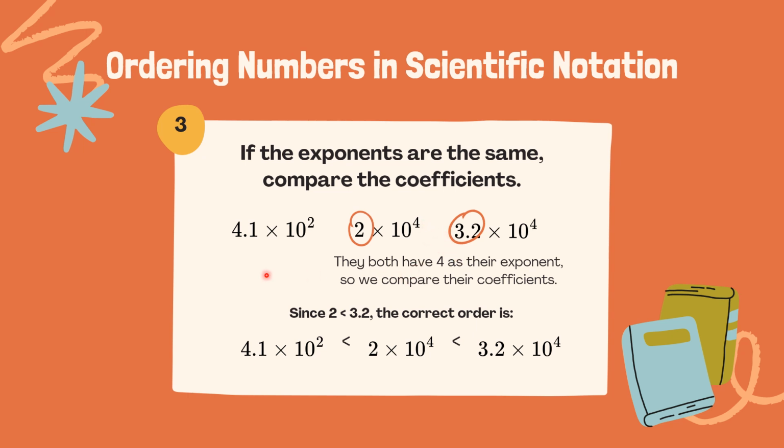It's that simple. So your final correct order would be 4.1 times 10 to the second because it's to the second power, so you know that's only in the hundreds. Followed by 2 times 10 to the fourth because that is 20,000. And 3.2 times 10 to the fourth is the biggest number because this is 32,000. All right? So that is how we order numbers in scientific notation.